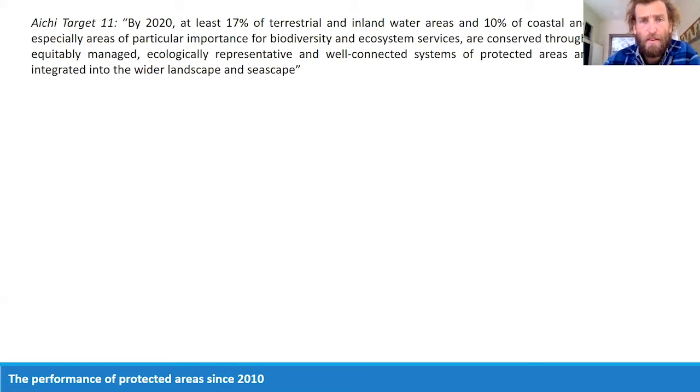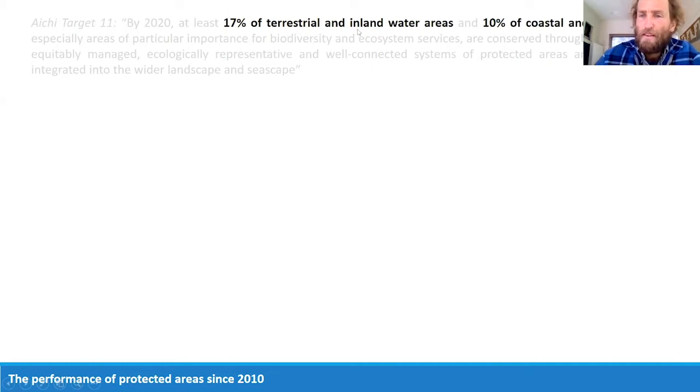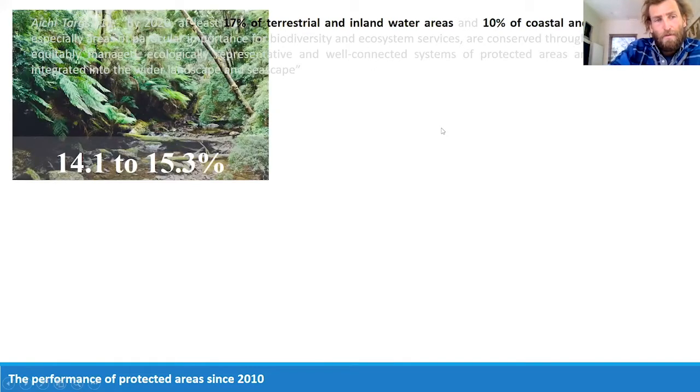So we want to assess against that. Let's first look at this one. Did we get 17% of land, 10% of water? Well, in the last decade, from 2010 to 2020, terrestrial protected area estate increased from 14.1 to 15.3% of land. That's land and freshwater environments globally.